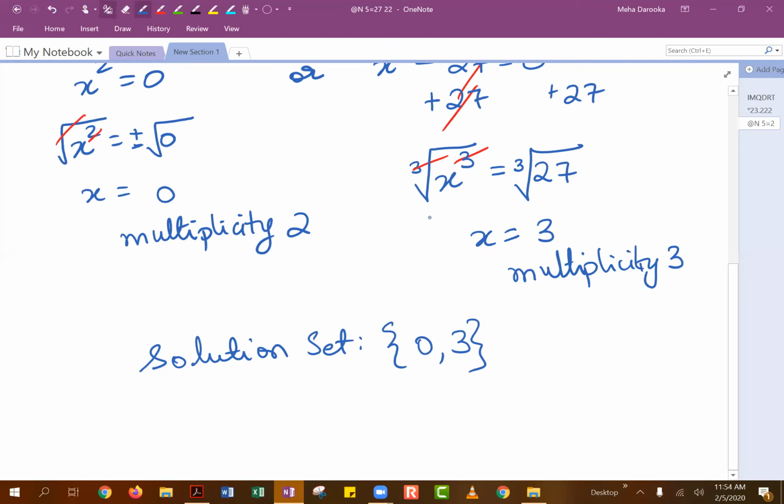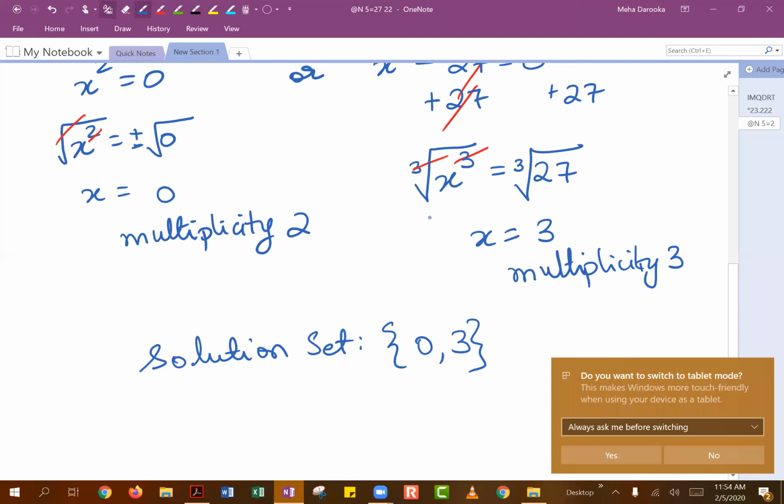Okay, did anybody have any other question on number 2? So this was solving by factoring. Okay, let's go back.